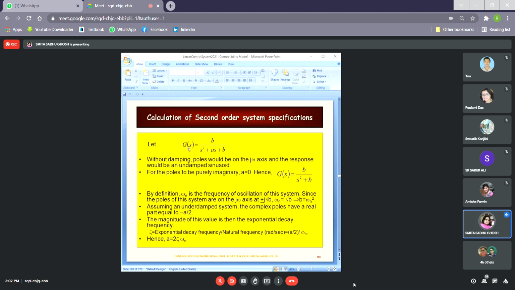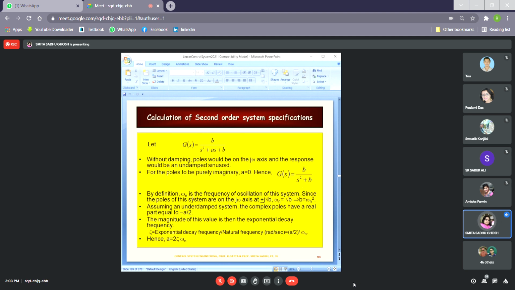So let the general expression for the transfer function be G(s) equal to b by s square plus a s plus b. So without damping, the poles would be on the imaginary axis and the response would be an undamped sinusoid, right? So it would be an undamped sinusoid when a is equal to 0. We've already done that earlier, just to recap, right? So purely imaginary poles, a equal to 0, and the transfer function is given over here.